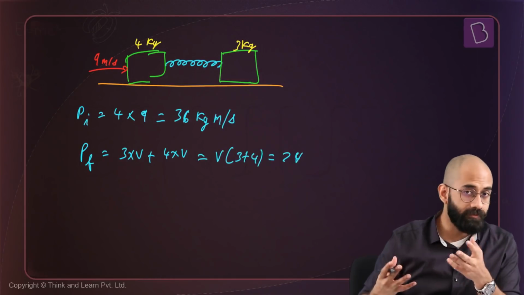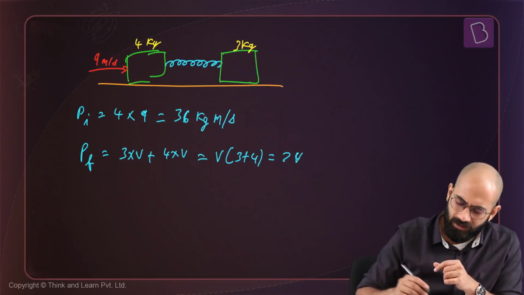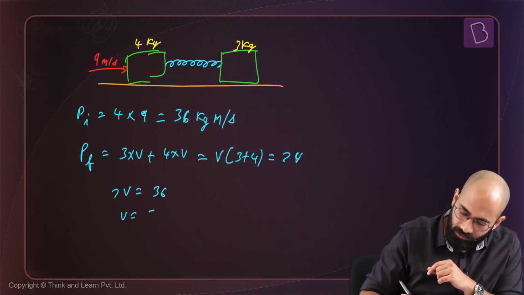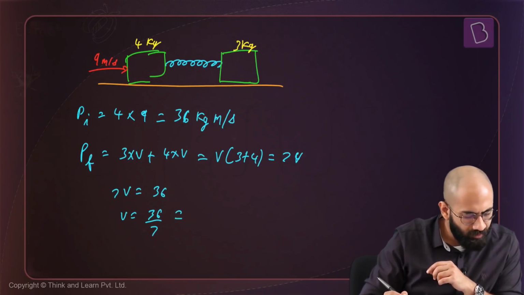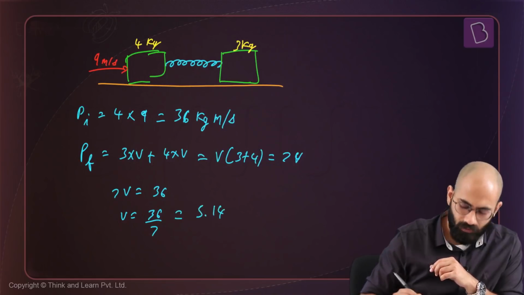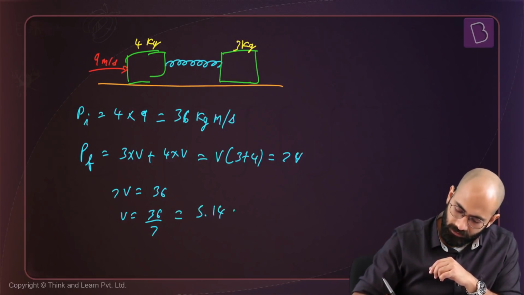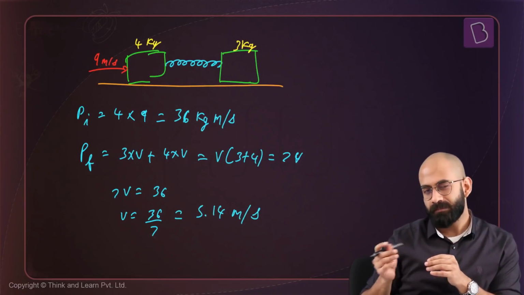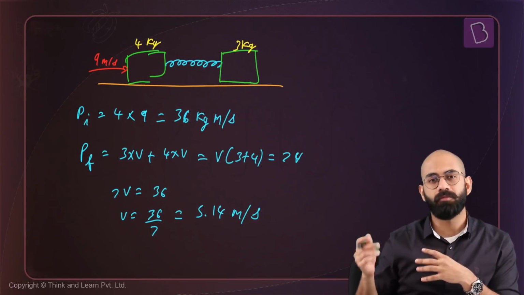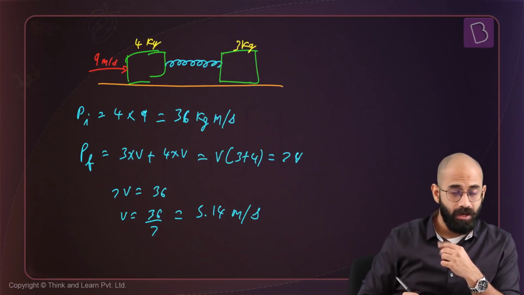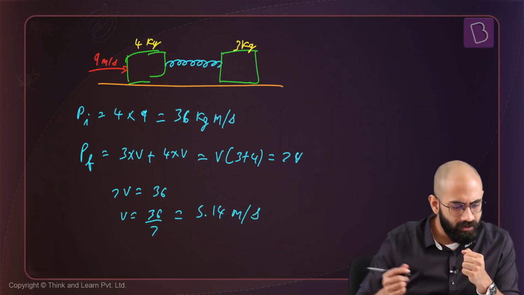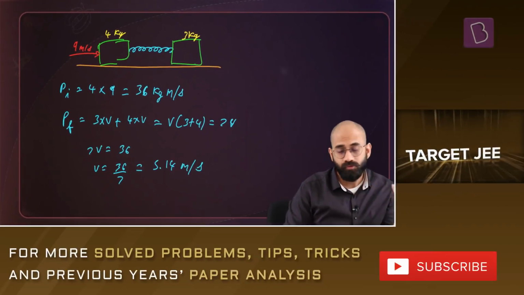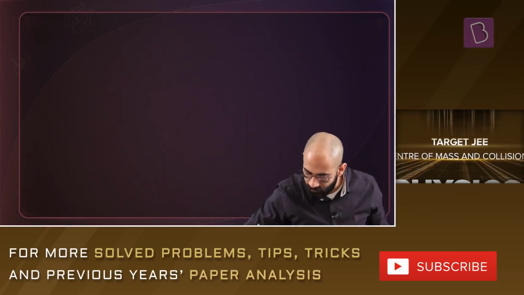If you conserve momentum, because there is no net external force acting on this, you can say that 7V should be equal to 36, or V should be equal to 36 by 7, which is approximately 5.14. So when maximum compression is happening, the speeds that they'll have will be 5.14 meters per second each. Now, what does the question say? We need to find maximum compression. How do we find maximum compression? You can use one more concept, which is conservation of energy.